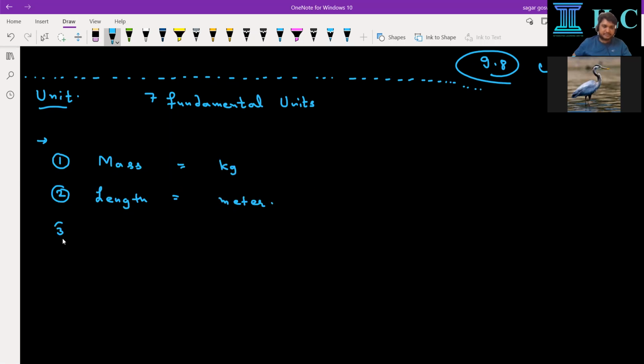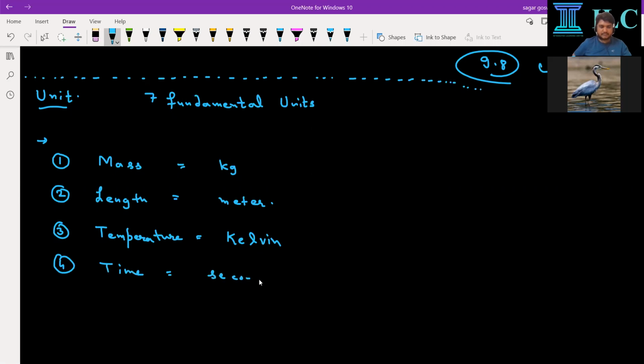The third one is temperature. In which unit will we measure the temperature? Celsius? Are you sure? Kelvin. Yes, in chemistry, in calculation, we always take Kelvin. Celsius is used mostly in India, but in calculation work, we always take Kelvin. Then, time.